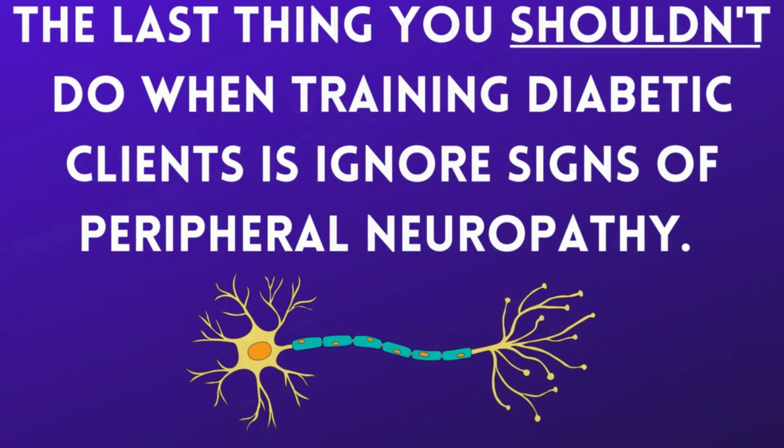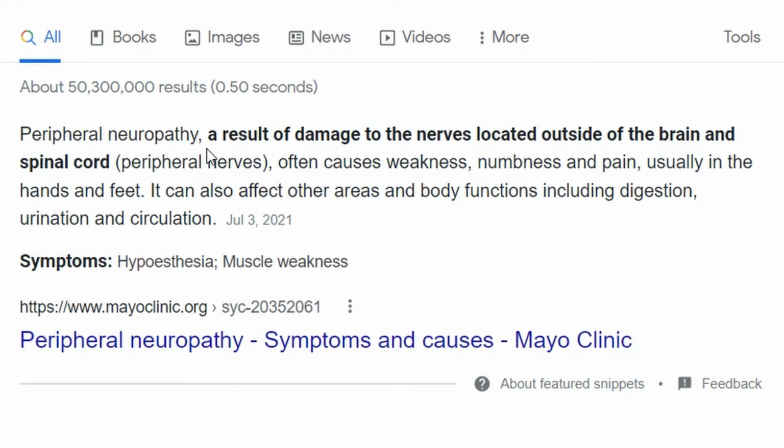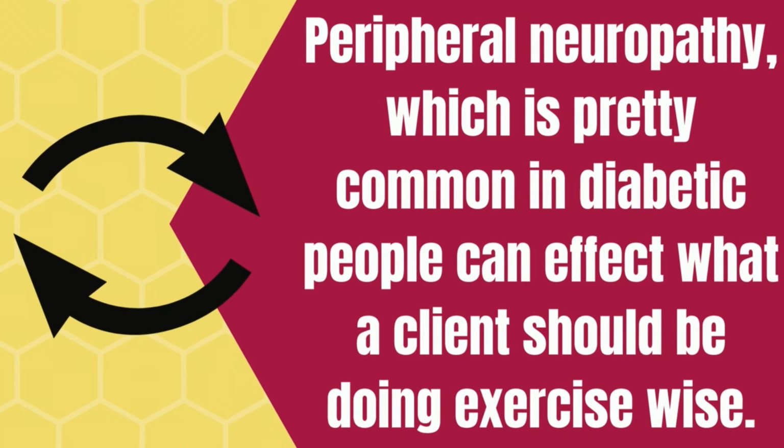The last thing you shouldn't do when training diabetic clients is ignore signs of peripheral neuropathy. According to Mayo Clinic, peripheral neuropathy is a result of damage to the nerves located outside of the brain and spinal cord. It often causes weakness, numbness, and pain, usually in the hands and feet. It can also affect other body functions, including digestion, urination, and circulation. Peripheral neuropathy, which is pretty common in diabetic people, can affect what a client should be doing exercise-wise.